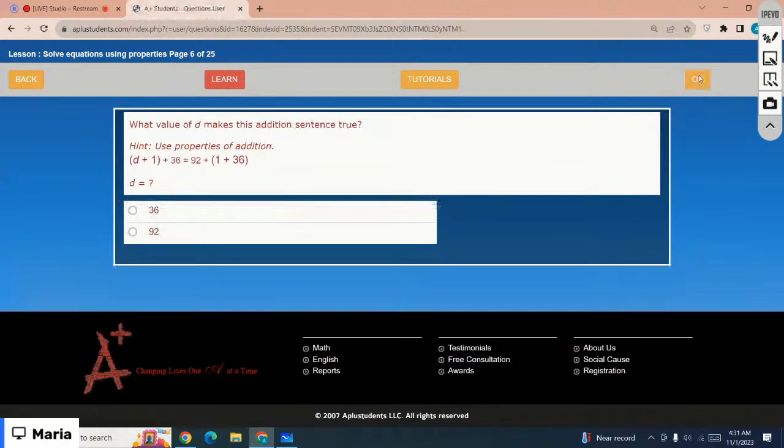Okay, what value of d makes the addition sentence true? So which is the correct option? The correct option is 92, right?